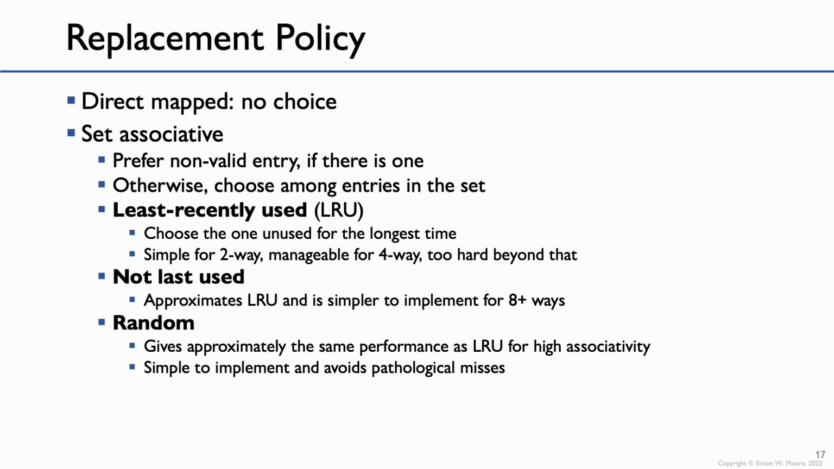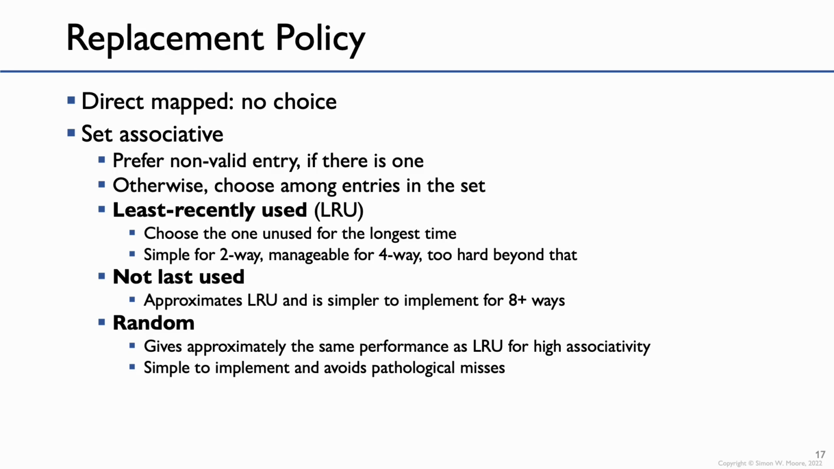So quite a good one is least recently used. So we choose the way that has been unused for the longest, and that's fairly simple to do for a 2-way. It's manageable for a 4-way. It starts getting a bit harder the more ways you have, because basically you've got to keep track of statistical properties of usage for all of the cache lines, and there's various tricks to make it efficient, but still there's a bit of an overhead. Nevertheless, it's quite often used.